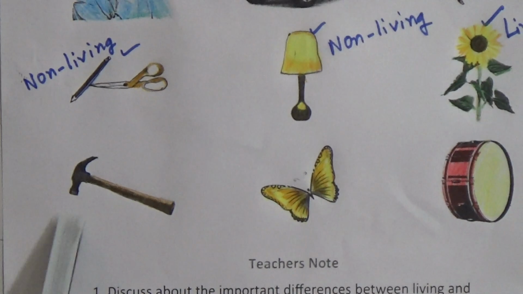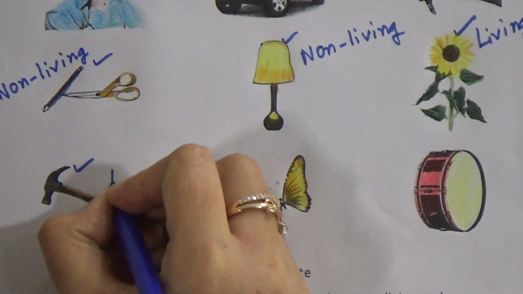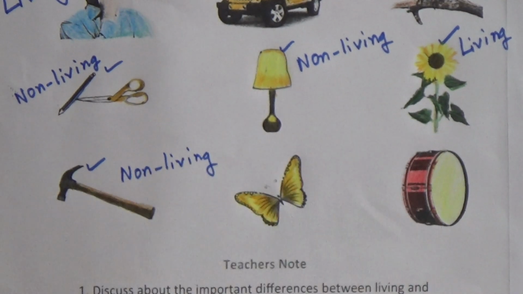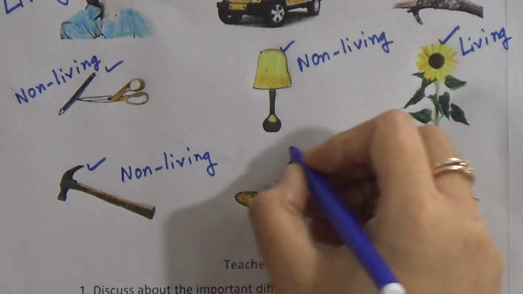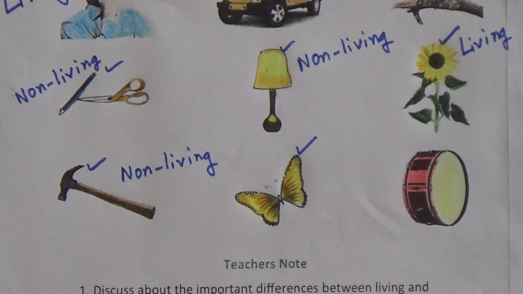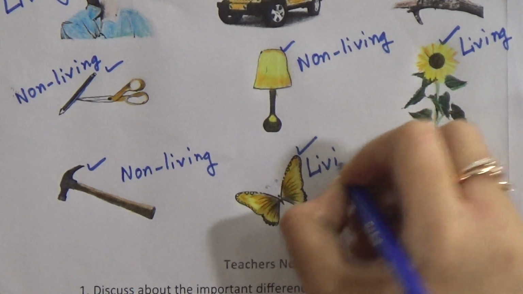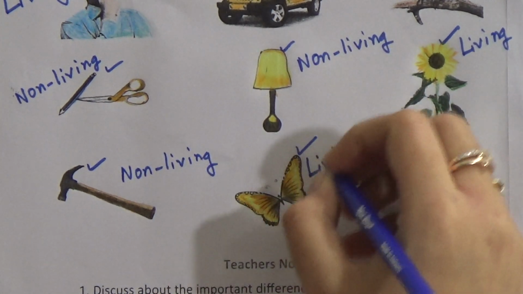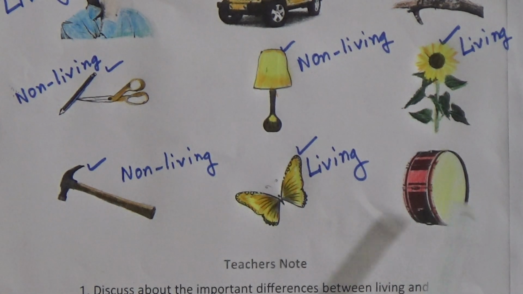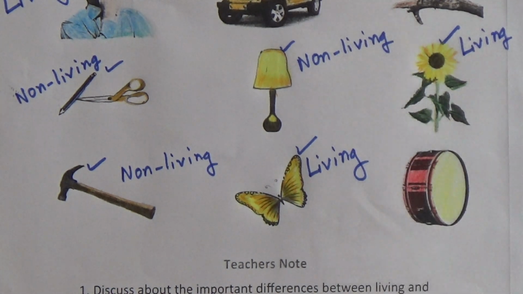The next picture is a hammer. This is also non-living. We will write non-living here. And here is a beautiful butterfly, and this is also a living thing because it can move and it can take food. Okay, now this is a picture of a drum. This is also a non-living thing.